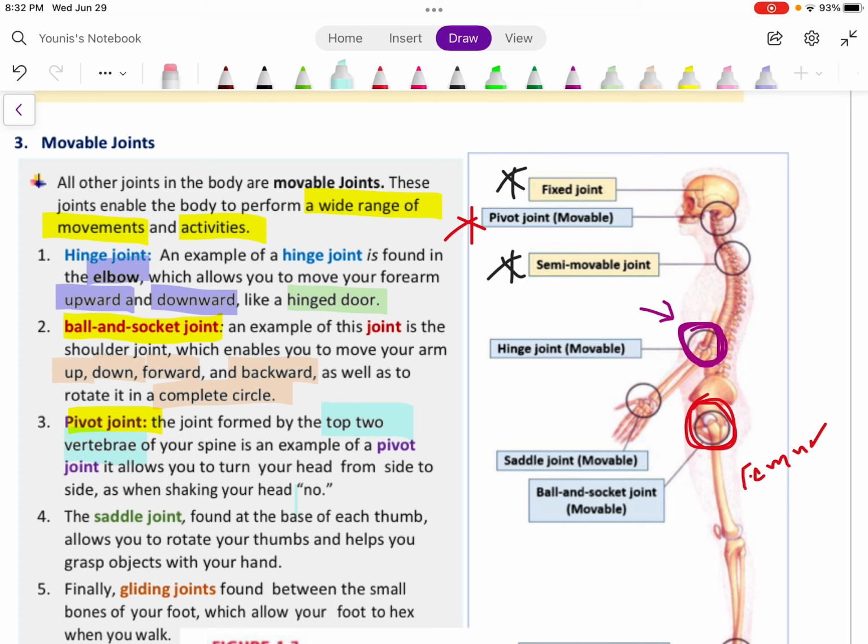The fourth type of movable joint is the saddle joint. If you focus on where I am pointing, you see it's located at the base of your thumb. It provides your thumb with rotation, so you can rotate your thumb, and this can be helpful in grasping objects. When you want to touch or grasp something with your thumb involved, this joint will be handy.